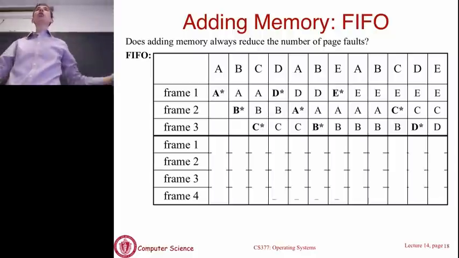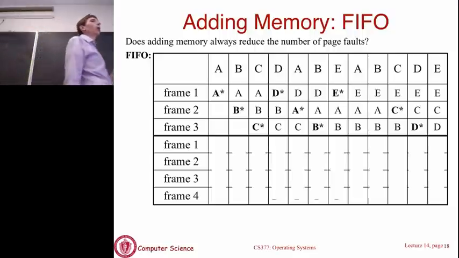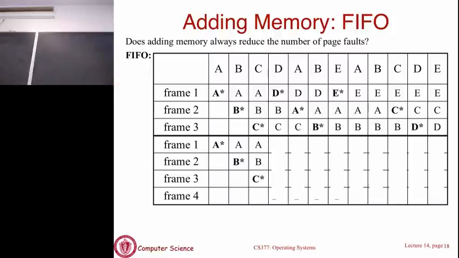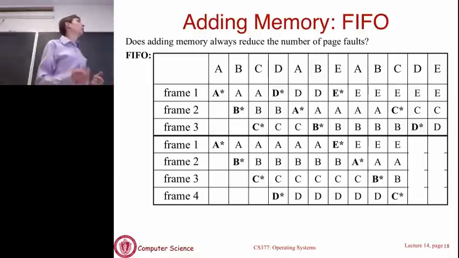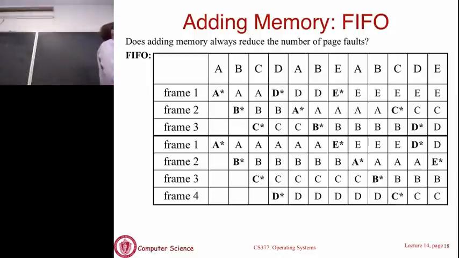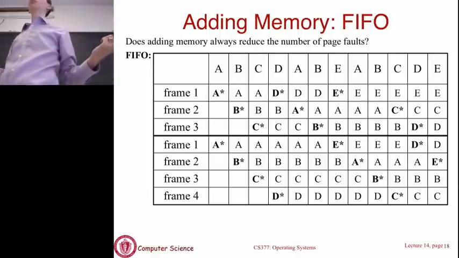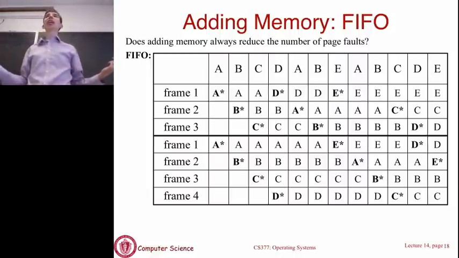So now let's run through the same example with 4 frames of physical memory instead of 3. Right? So page fault, page fault, page fault, page fault. Now A is already there, B is already there, E is a page fault, so we're going to throw out A again. A is a page fault, we're going to throw out B. B is a page fault, so on and so forth. And how many page faults did we get here? 10. So does that make sense?